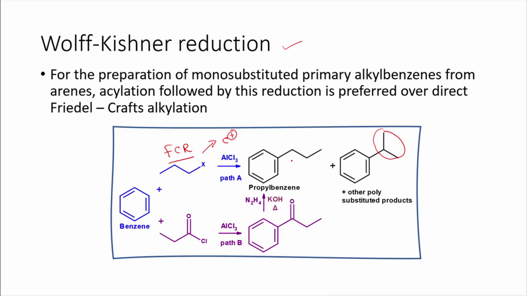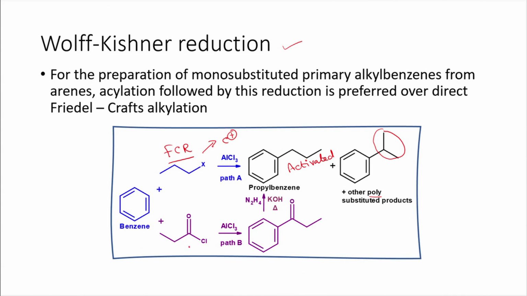Another important drawback is that when we add an alkyl group to the aromatic system, it becomes activated. So, instead of getting a mono-substituted product, we may end up with a poly-substituted product also. So, these are some of the disadvantages of using AlCl3 for the preparation of alkyl benzenes.